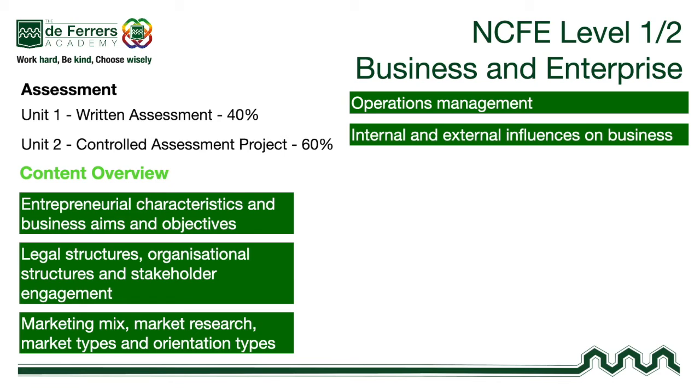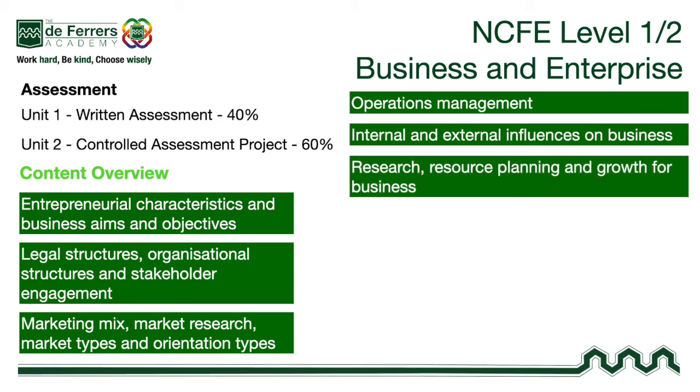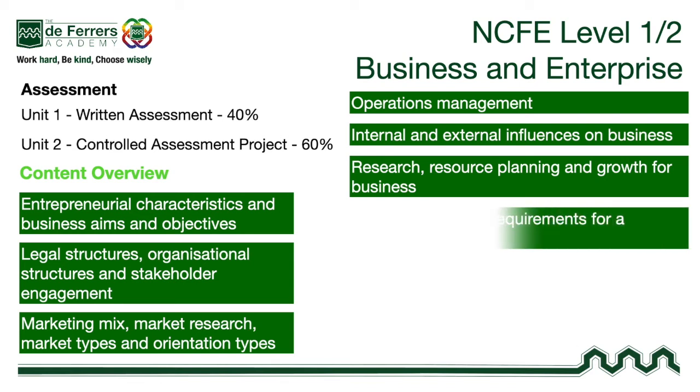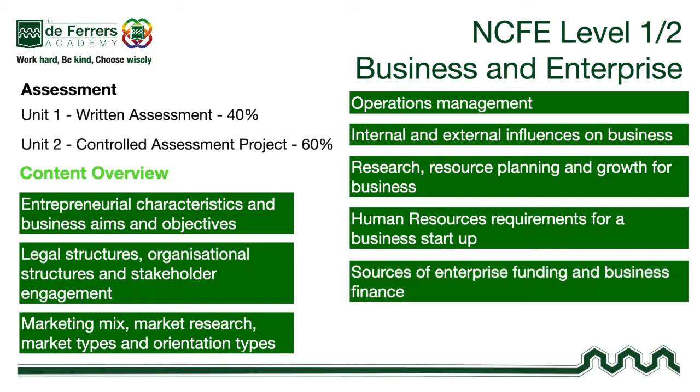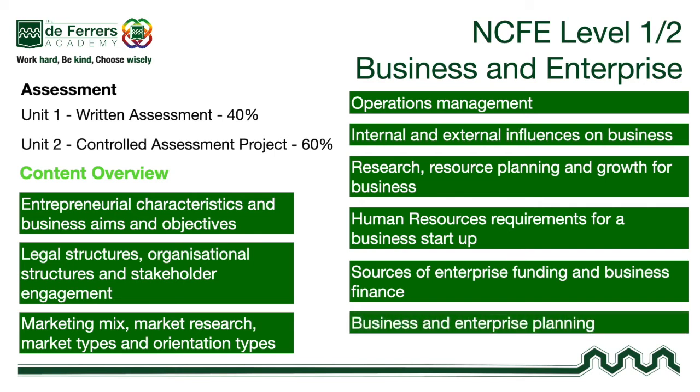Moving on to Unit 2, which will be your controlled assessment element, you will look at research, resource planning and growth of business, so how businesses once set up will grow. Human resource requirements for a business startup, who you need to employ, who needs to work for you. Sources of enterprise funding and business finance, which is quite a large element of Unit 2. And finally, the business and enterprise planning, which will feed in to what you actually need to complete for your controlled assessment.